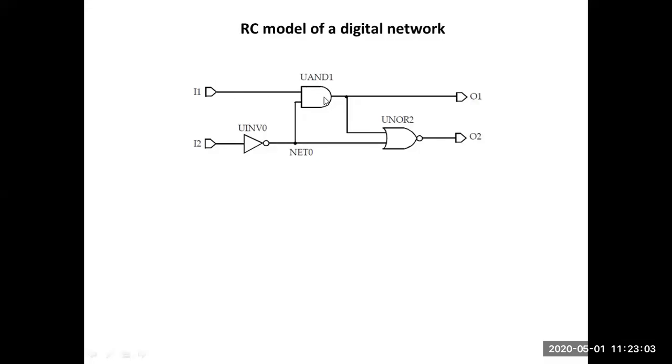Here input I1 is connected to this AND gate, and input I2 is connected to this inverter, and the output of this inverter is connected to one input of the AND gate as well as to one input of the NOR gate. Fine. And there is again some wire connected to the output O1 node, and the output of the NOR gate is connected to the node O2. So there are some wires and some gates. If we now model this kind of digital network, we already know that gates always have some capacitances at their inputs as well as their outputs, and there are metal wires also. Metal wires will also offer some capacitance as well as resistance. So the complete RC model of this digital network will be something like this.